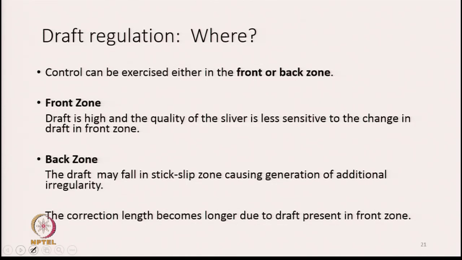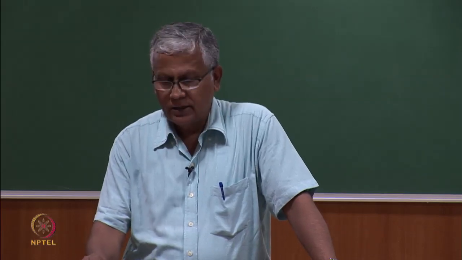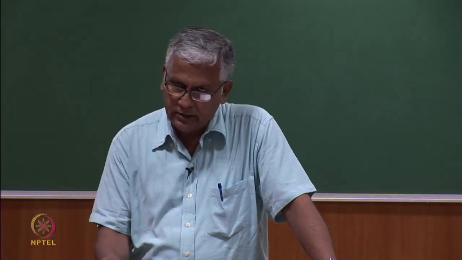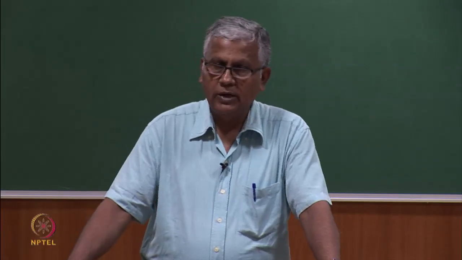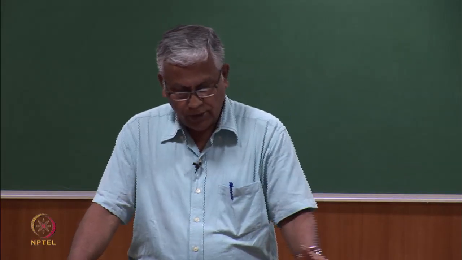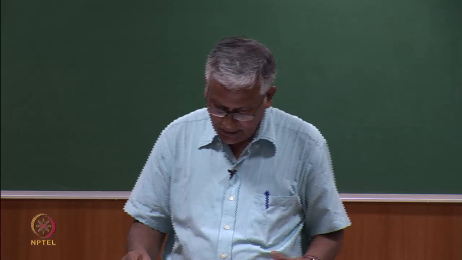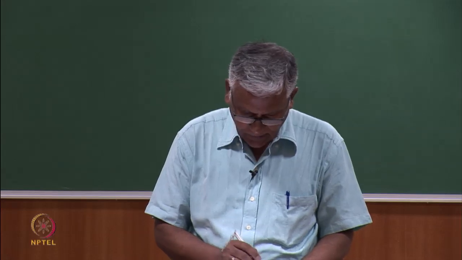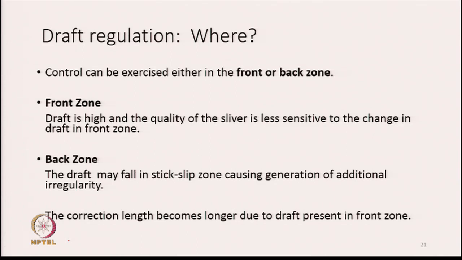Therefore, to avoid that, it is better to change the draft in the front zone, where draft anyway is very high, maybe around 5 or so. If I change the draft a little, suppose I reduce the draft from 5 to 4.8 or go from 5 to 5.1, this small change in draft in the front zone will not create much problem as far as the drafting irregularity getting generated in that particular drafting zone. Whereas, this small change in draft in the back zone may be very dangerous, and therefore, we avoid changing the draft in the back zone and we generally change the draft in the front zone. The correction length also becomes longer due to the draft present in the front zone.